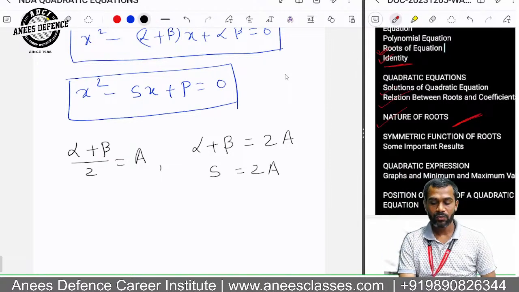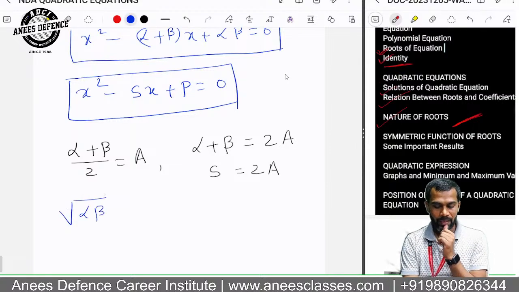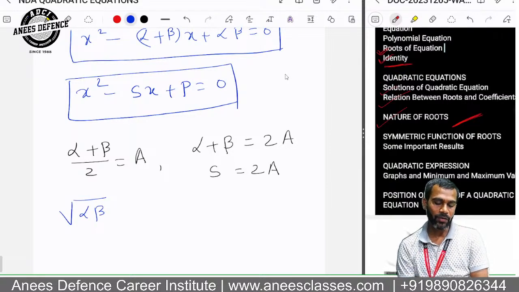Sum of the roots is 2a. Yes or no? Now we already know under root alpha and beta. But in that case, always remember the sign of both the roots should be the same. Otherwise, GM does not exist. I mean it becomes complex. Yes or no? Not real.